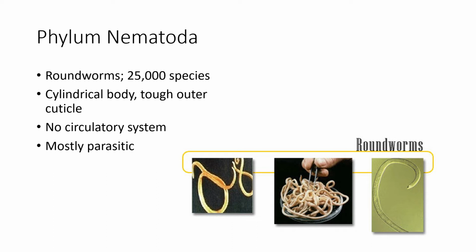So nematodes are your roundworms, mostly parasitic. These are the ones where you take your cat or dog into the vet as a puppy or kitten, and this is the most common intestinal parasite that they can have, but very cylindrical, no circulatory system, very characteristic in that way.